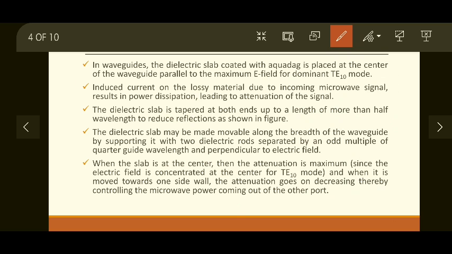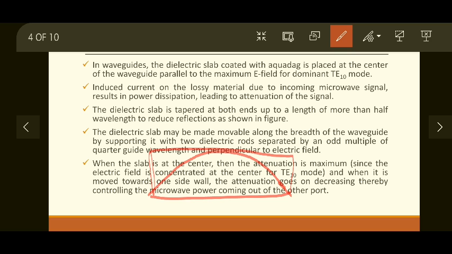Now we have seen this slab is tapered along both ends. That tapering is done for more than half a wavelength to reduce the reflections. In the case of the phase shifter also we have seen this concept. If we use a simple dielectric slab like this one, there will be reflections along this dielectric slab. So to avoid them, it is tapered to a certain extent and made like this to avoid reflections.